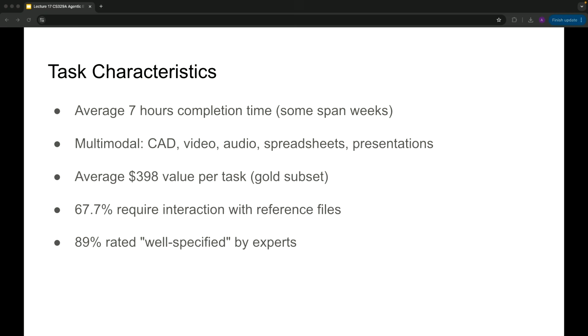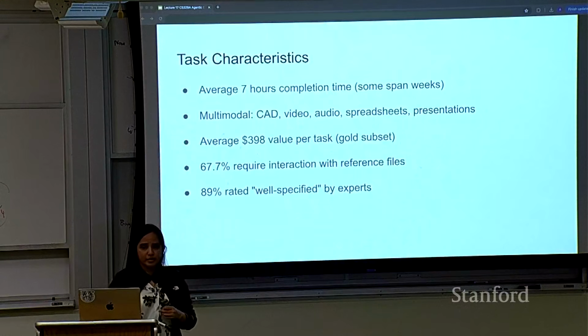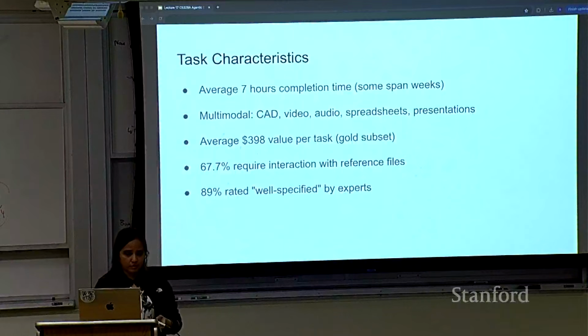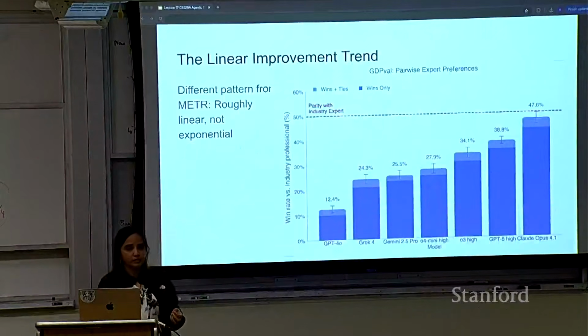Many of these tasks, about 70% of these tasks, require interaction with the reference files. So you have to interact with some reference files to arrive at a final output. And all of these tasks were vetted through experts. So about 89% of the tasks were actually vetted by experts as being very well specified. So they were not ill specified and extremely hard for the model just because they're ill specified.